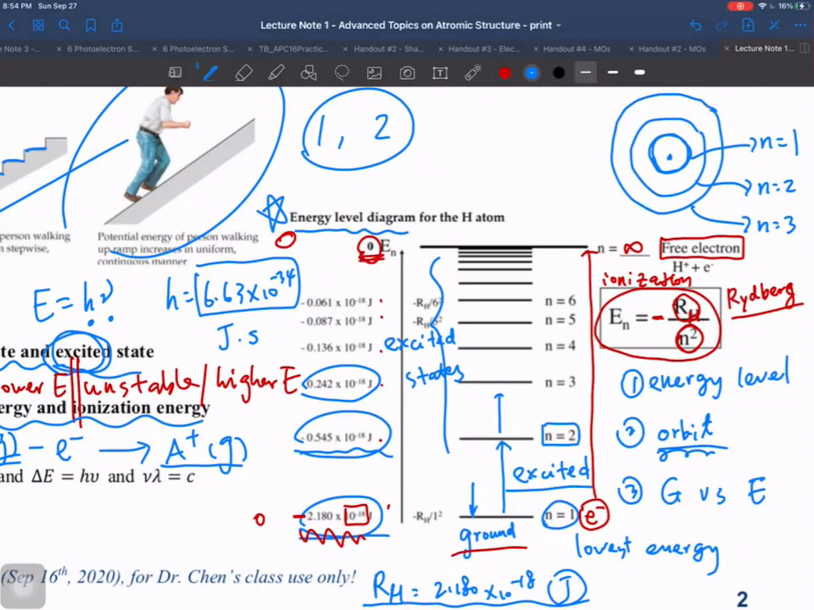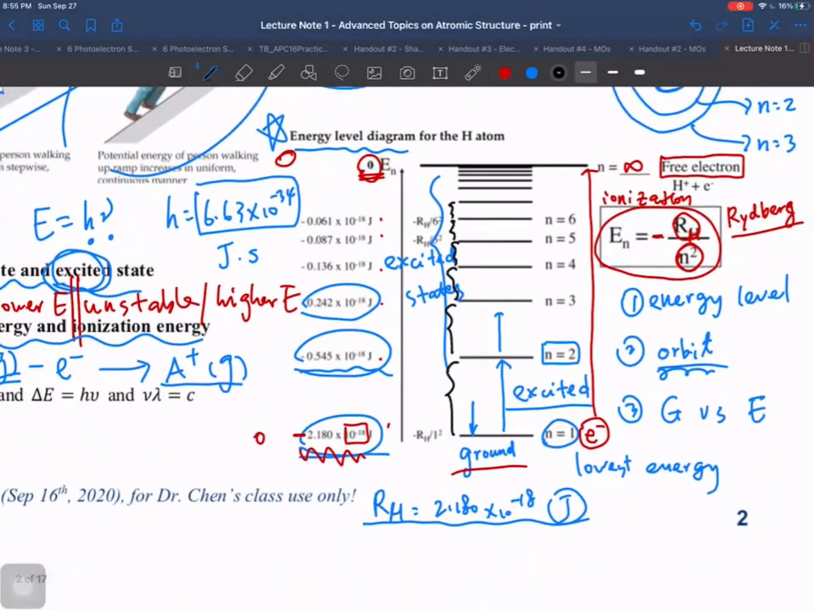I think you can see a few more things behind this energy diagram. The first: what is the pattern of the gap between two adjacent energy levels? When n is increasing, how about the gap? You guys know what I'm talking about, right? Yeah, when n is increasing, the gap is decreasing, right?